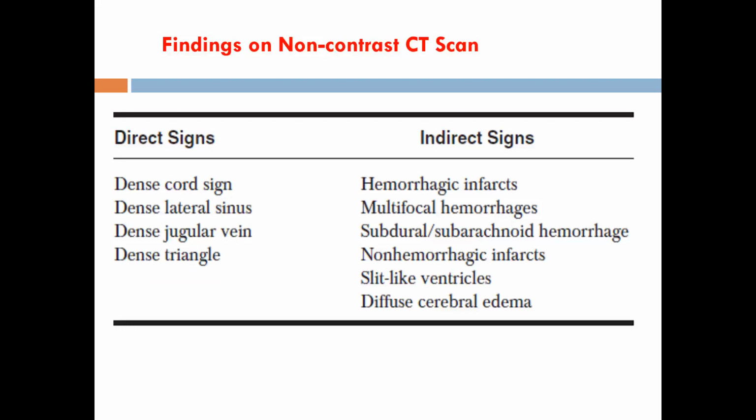Direct signs and indirect signs. Whenever you see the CT, you look at the dural venous sinuses. If any hyperdense signal is there, that is called the dense cord sign. Involvement of the dural venous sinuses leads to hyperdense signals like the dense cord sign, dense lateral sinus, dense jugular vein sign, and dense triangle sign. I will show these pictures in the next slides. And other subtle signs you should look for are hemorrhagic infarct, multifocal hemorrhages, subdural hemorrhages, subarachnoid hemorrhages, slit-like ventricles, and diffuse cerebral edema. These associated findings will also be there in case of cortical venous thrombosis in a normal CT. Okay, next slide.